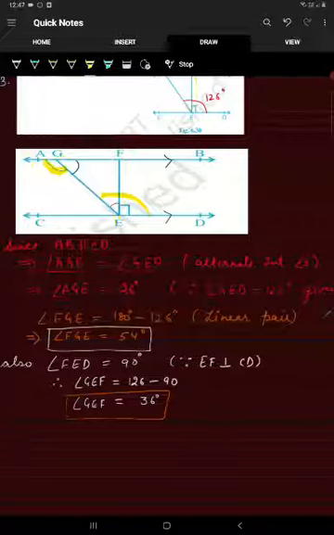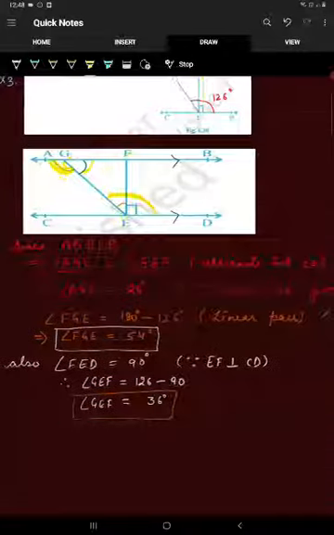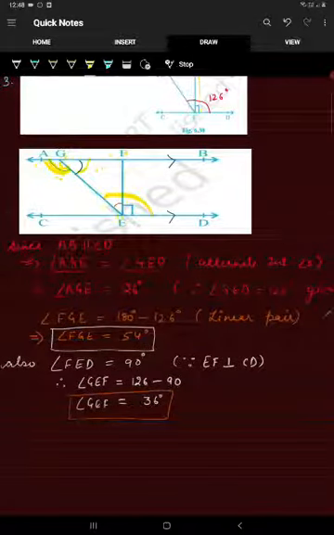Now also angle FGE. This angle FGE, since AB is a straight line, therefore these two angles, their sum will be equal to 180 degrees. So we can easily find the value of angle FGE, that is 180 minus 126 degrees, which is equal to 54 degrees. Also we know that since EF is perpendicular to CD, this is the sign of 90 degrees. Angle FED is equal to 90 degrees.